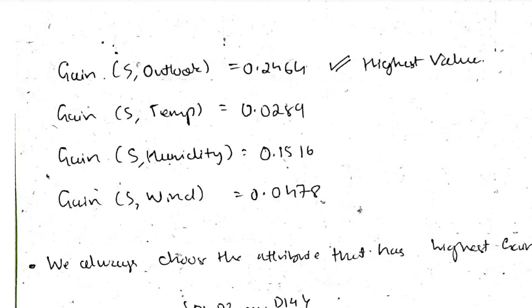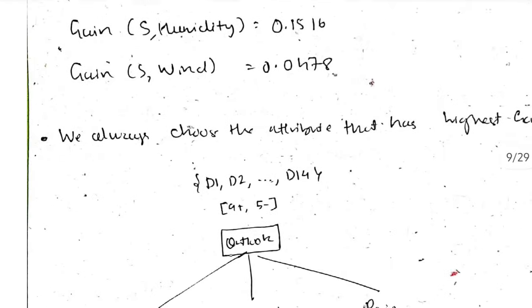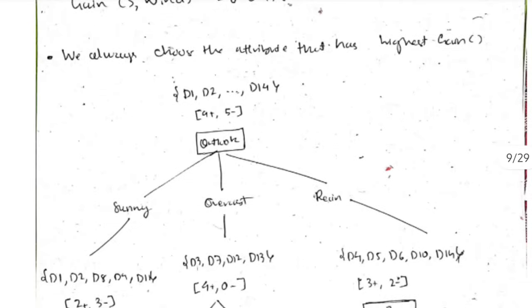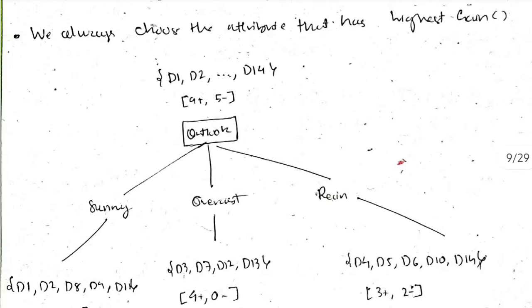Now who is our winner? Our winner is outlook. So we'll be giving the first priority to outlook. By priority, I mean I'll be selecting that and keeping it at the top. Because he is the topper, I'll be keeping him at the top. Now I'll be writing here outlook, and how many positive and negative values are there in outlook, that I'll be writing here. We already calculated that, right?